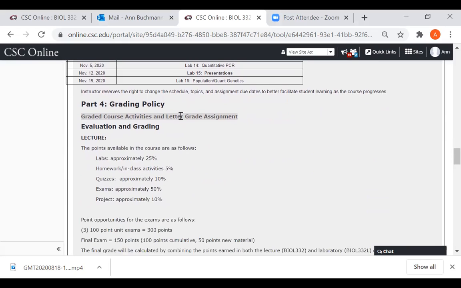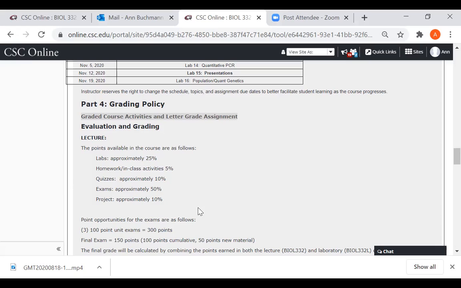So here's the grades. The labs are worth 25% of your grade. There's a little bit of points for homework, a little bit of points for quizzes. Every week we will have an online quiz that's due on Sunday night. And I made them online so that we don't have to have a lot of papers going through the class. Exams are done in person and they're worth 50% of your grade.